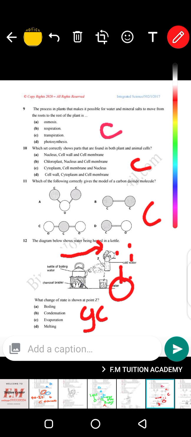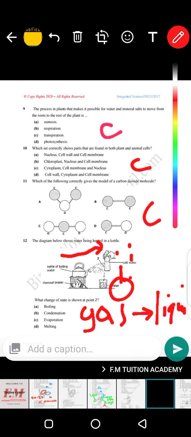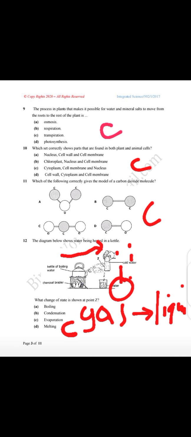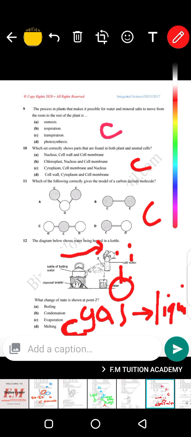Gas changes to what? It becomes a liquid, which is called condensation. So the answer here is C. Question 12, the answer is C, condensation. So condensation is the answer, guys. Let's go to the next question so that we proceed.